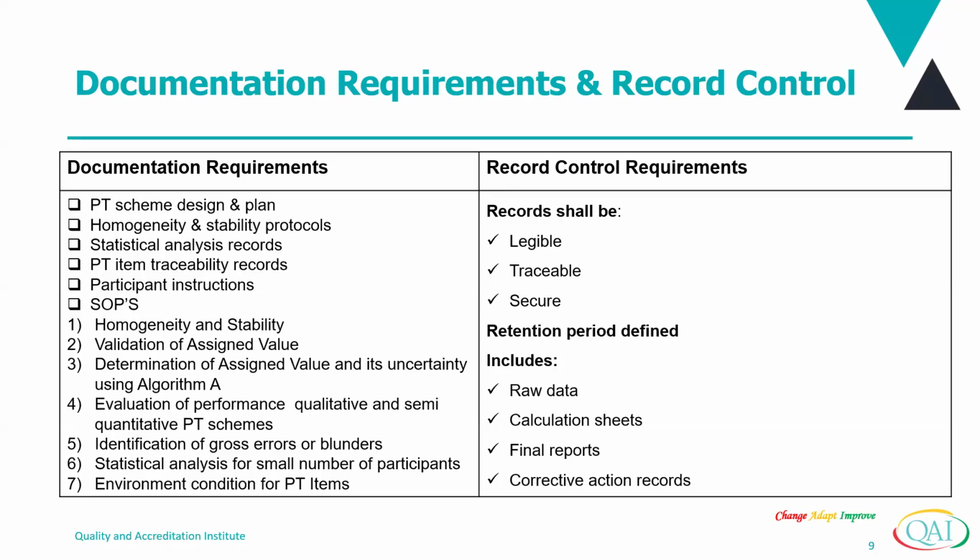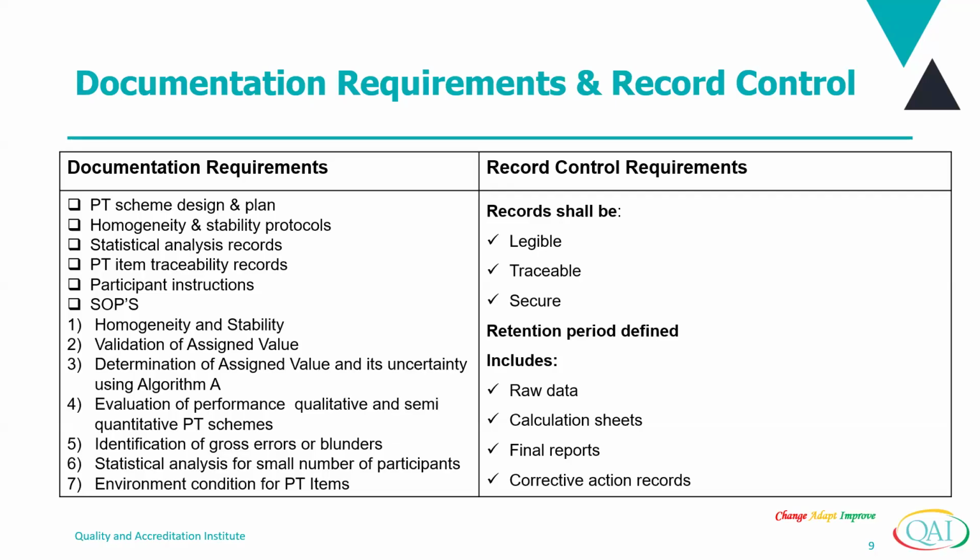Third one is validation of assigned value. Again, it is important how you will calculate your assigned value. As we discussed before, there are some conditions applying while calculating the assigned value. So these conditions should be there clearly with the formula and calculation in the SOP, on how to apply these conditions and how to calculate the assigned value, and there are multiple ways to calculate it. Further, determination of the assigned value and its uncertainty using Algorithm A.